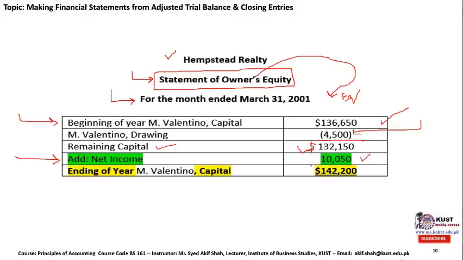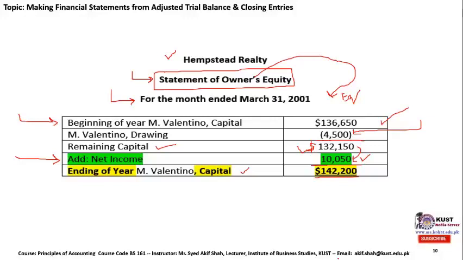Once again, you have to insert a single line beneath these two values of 132 and 10,000, and after summing them up, the final ending of the year's M. Valentino capital comes up with $142,200. At the end of this value, you have to put the double line to represent that the statement has closed down, or the financial statement has ended over here. So this is the way you can make the owner equity section.